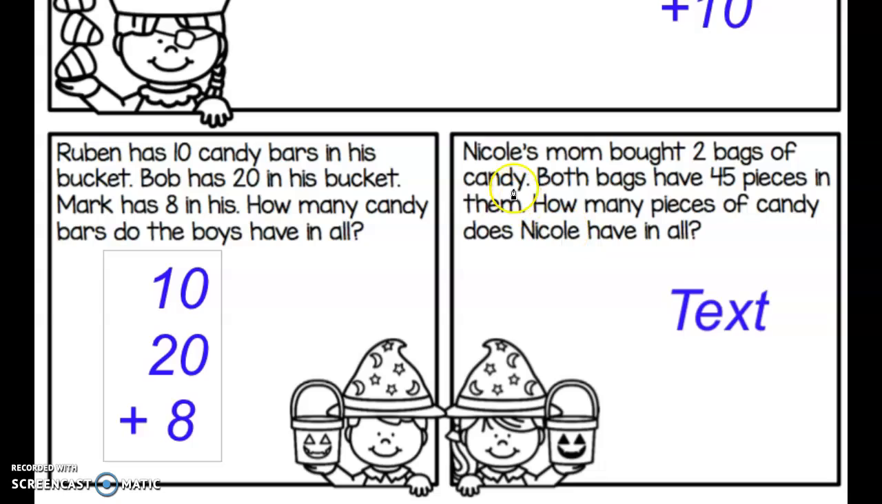The next one says Nicole's mom bought 2 bags of candy. Both bags have 45 pieces in them. How many pieces of candy does Nicole have in all? So if there were 2 bags and there's 45 pieces in each bag, that's 45 2 times.